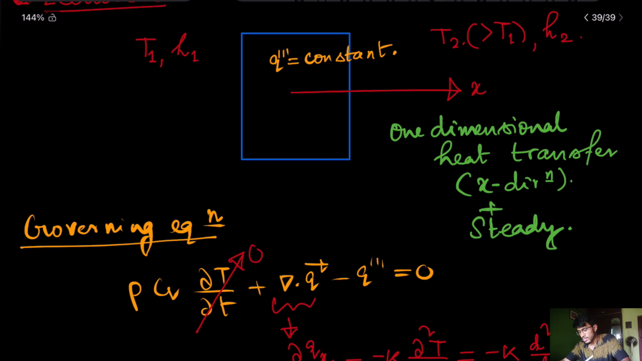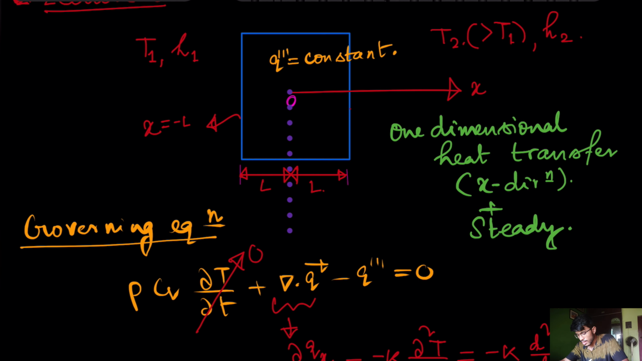Here let me just mention the length. This length can be any, so as we have taken our origin at the middle of the plate, I will take this as 2L, and through the middle line it is L and this is L. So this phase is essentially x equal to minus L and this is x equal to plus L, correct?